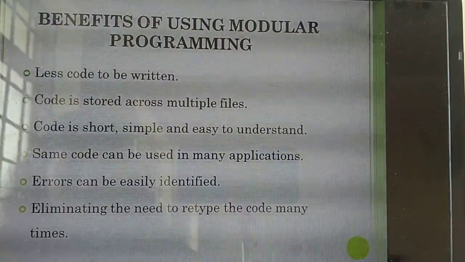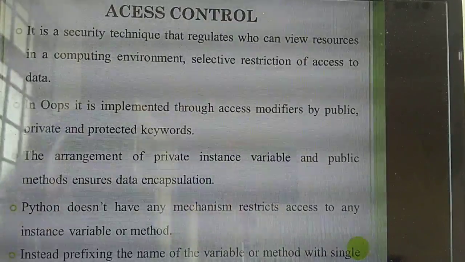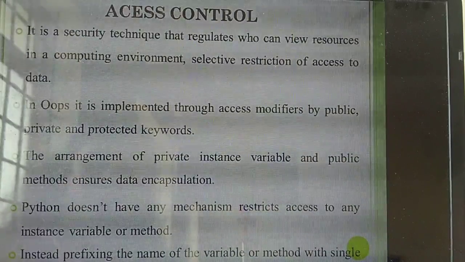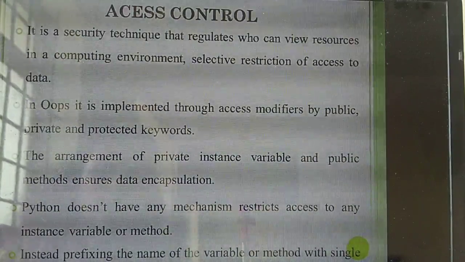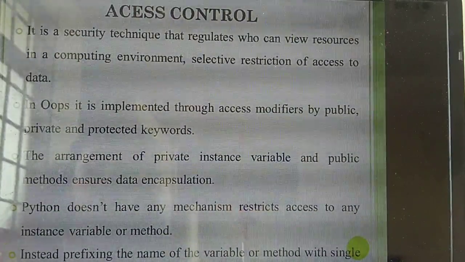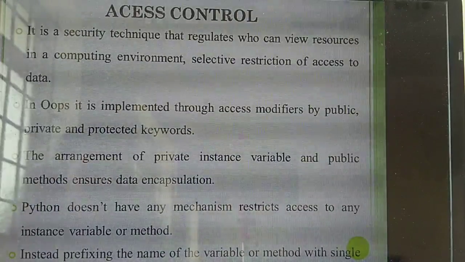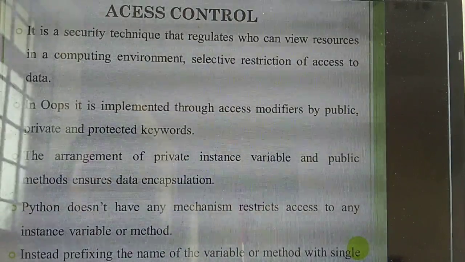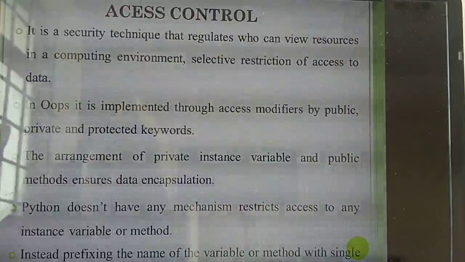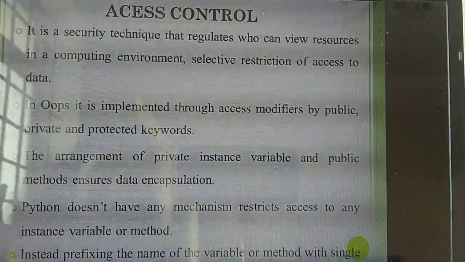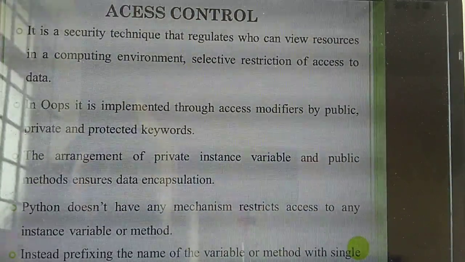Understand? Yes. So next thing is access control. This is also an important 3-mark question. What do you mean by access control? The name itself has access. What do you mean by access? Getting something. This is one of the important security techniques. It controls who can view resources in a computer.